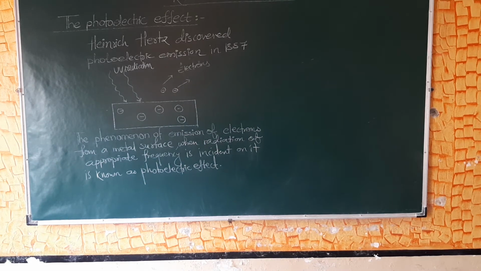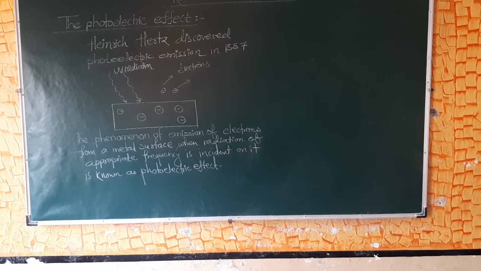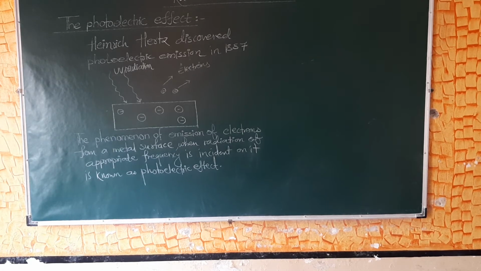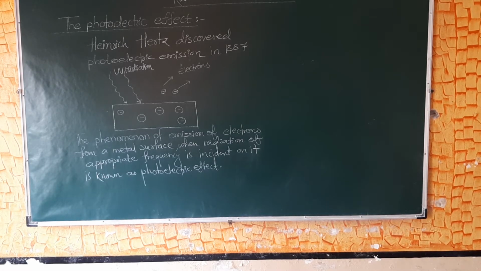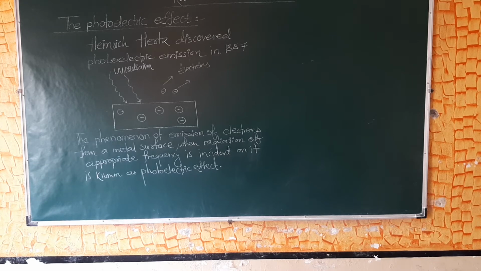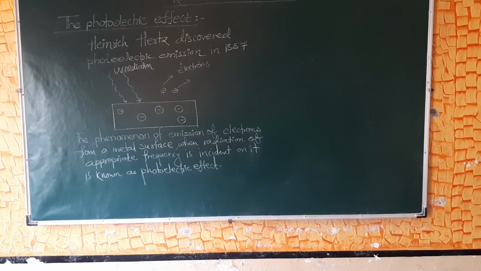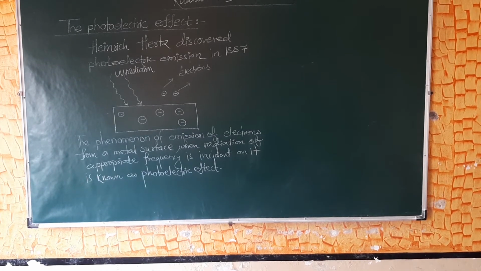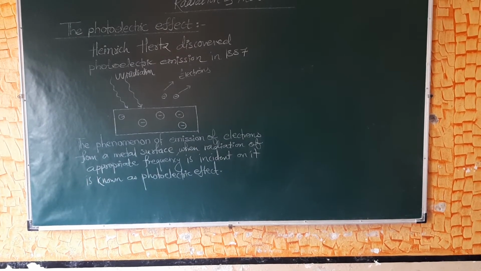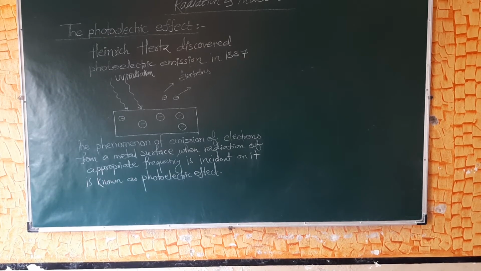For metals like zinc, cadmium, magnesium, etc., ultraviolet radiation is necessary, while for alkali metals even visible radiation is sufficient. So electrical energy can be obtained from light, that is electromagnetic radiation, in two ways: photoemissive effect as described above, and photovoltaic effect used in solar cell.